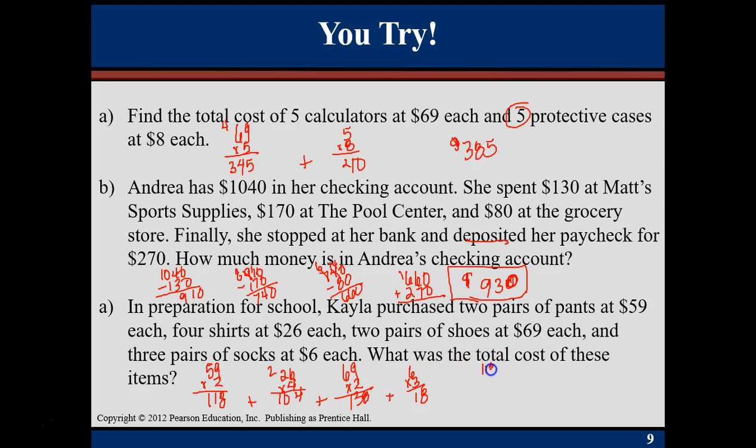So I have 118, 104, 138, and 18. 8 plus 8 plus 8 is 24, plus 4 more will give me 28. Carry the 2. 2, 3, 4, 5, 6, 7. $378. And that is how much Kayla spent.